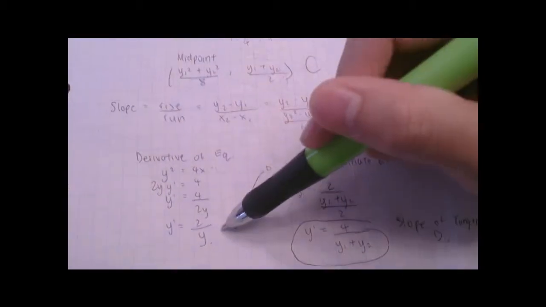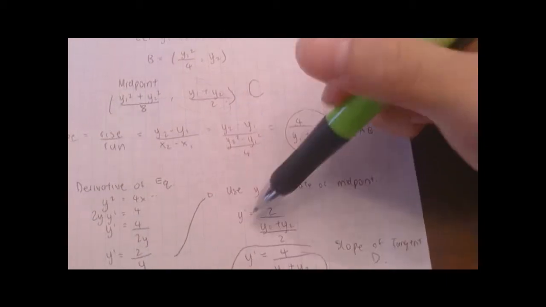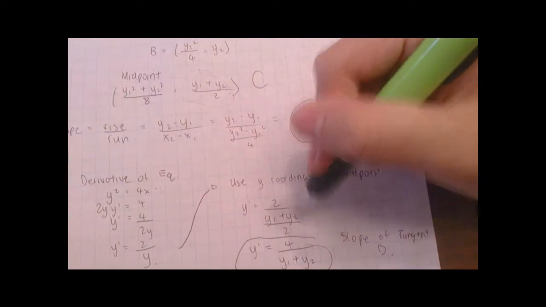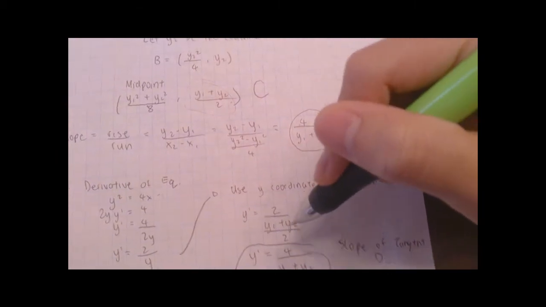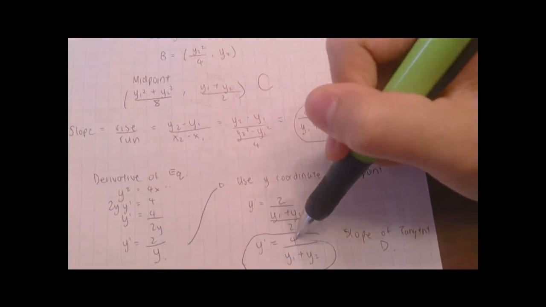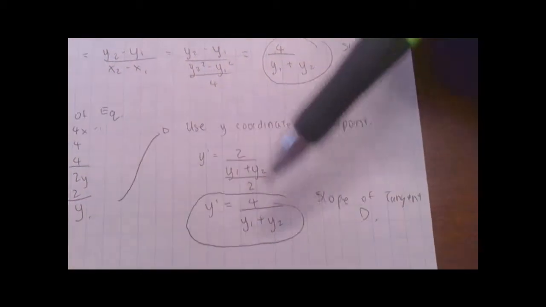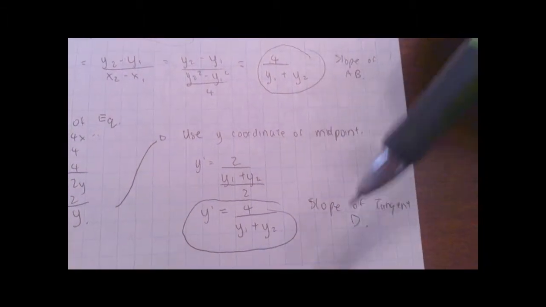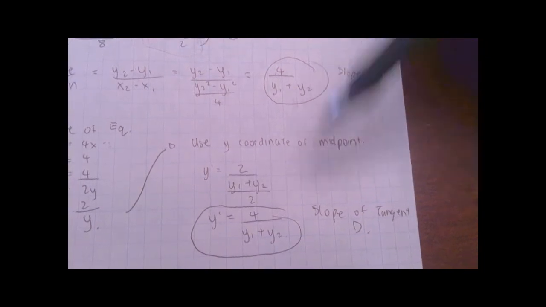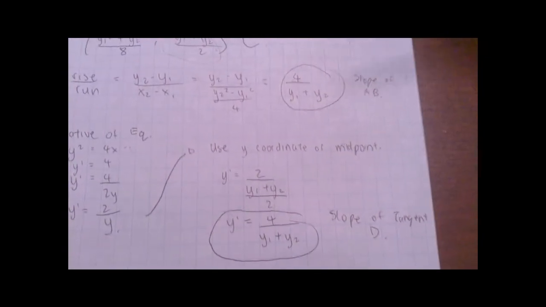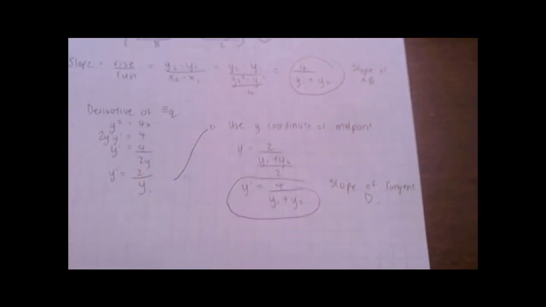So that's our derivative simplified. So use the y coordinate of the midpoint. We just plug in for y right here the midpoint's y value. So 2 over y1 plus y2 all over 2. And if you expand that, that is equal to 4 over y1 plus y2. And now that we determined both of the slopes, slope of AB and slope of tangent D, we can just compare them to see if they are parallel, and they are the same. So we can conclude that tangent D is parallel to line AB. And that is it.